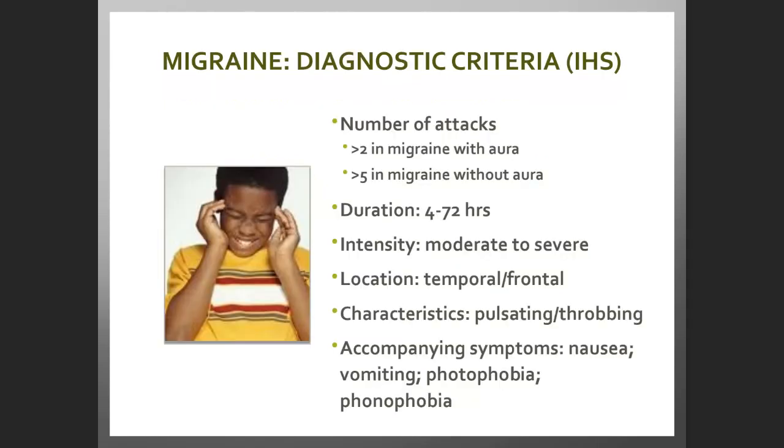The diagnostic criteria for migraine with aura: you must have more than 2 attacks. For migraine without aura, more than 5 attacks. The headaches are of long duration, 4 to 72 hours in adults, and we say at least 1 hour in children. The headaches are of a moderate to severe intensity, so usually you cannot continue your activities as usual with a migraine headache. They're often located temporally or frontally with a pulsating or throbbing characteristic and accompanied by nausea, vomiting, photophobia, or phonophobia.